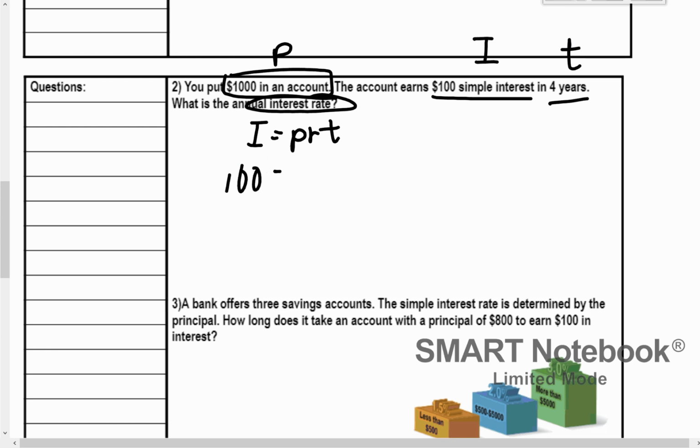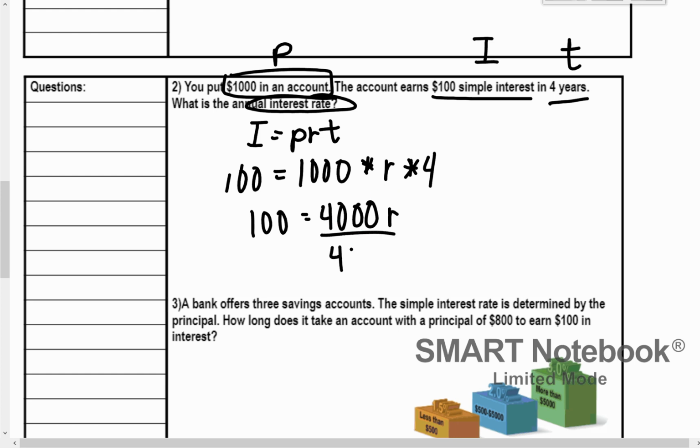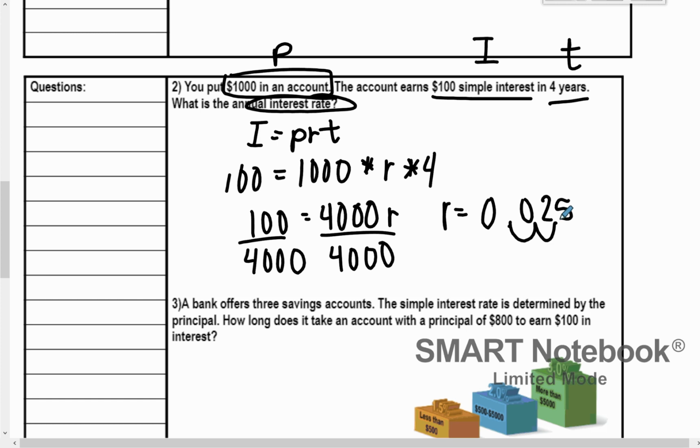We have 100 equals 1,000 times R times 4. We can take 1,000 times 4, so we get 100 equals 4,000 times R. So we would divide by 4,000, divide by 4,000. We get R is equal to 0.025. We want to give that back in a percent because interest rates are always given in percents. So we move that over twice, 1, 2. We get 2.5%.